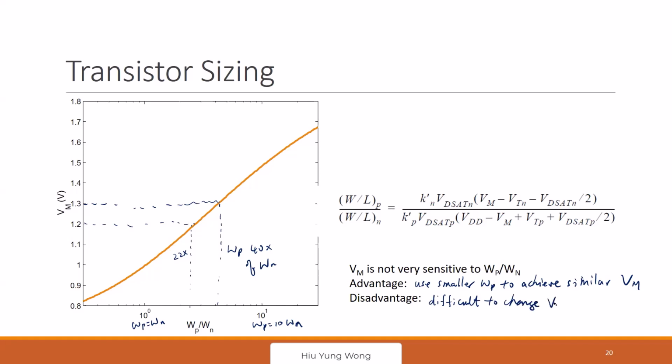VM by WP over WN. So in your project, right, you are all doing with the 45 nanometer technology. Let's say you want to make it symmetric. You realize that it is difficult. You need to increase a lot or decrease a lot in order to get the VM that you want. So you need to resort to other methods.